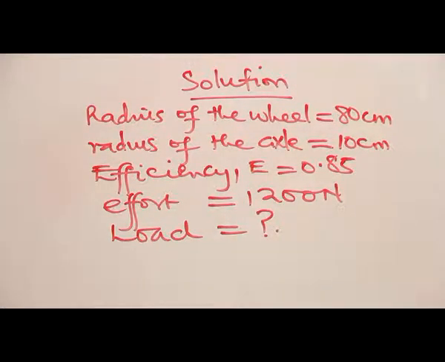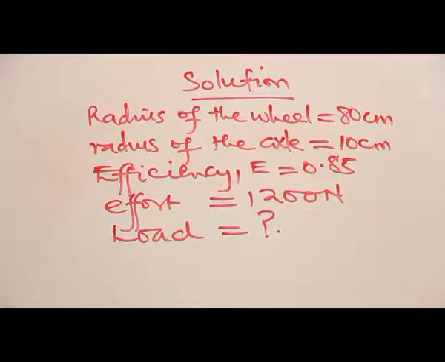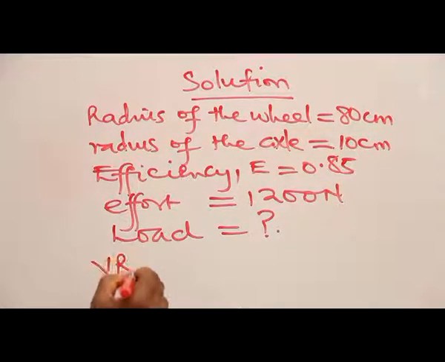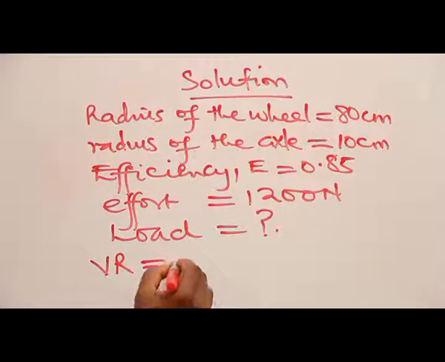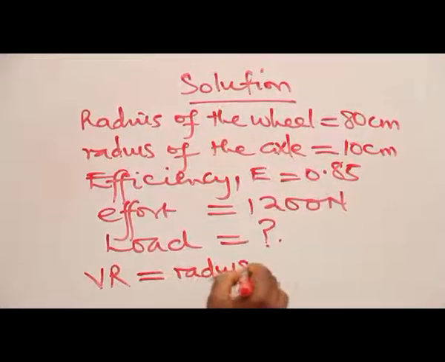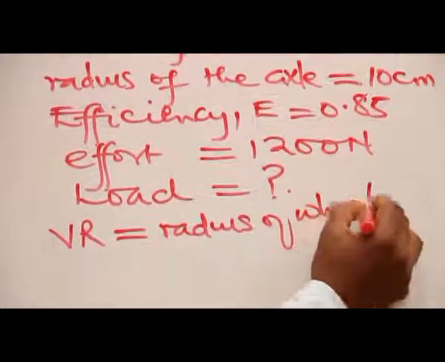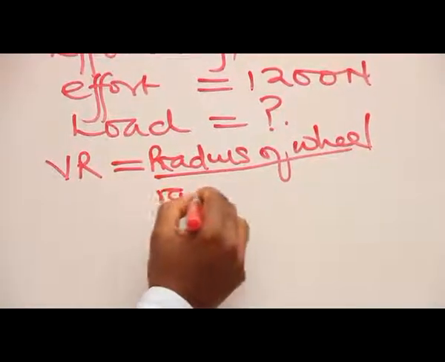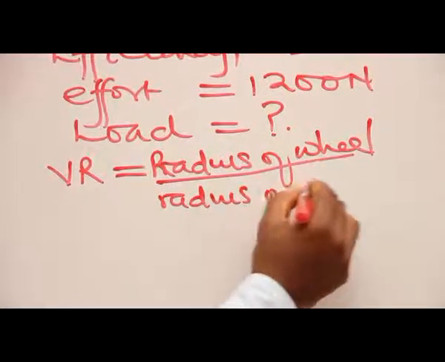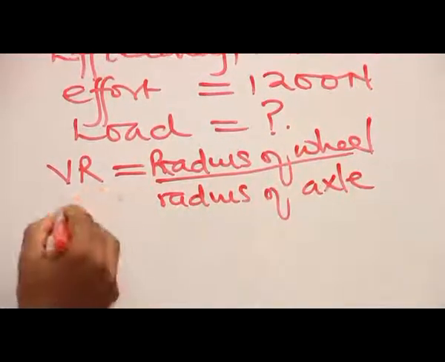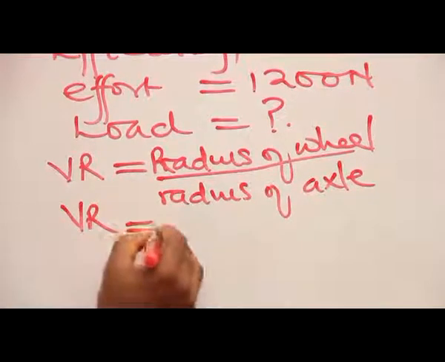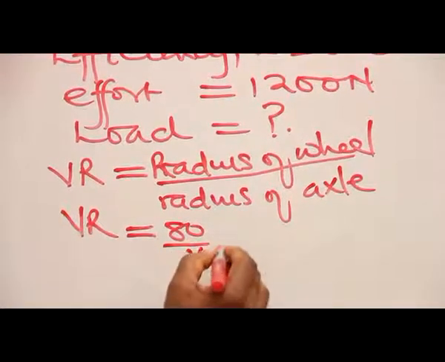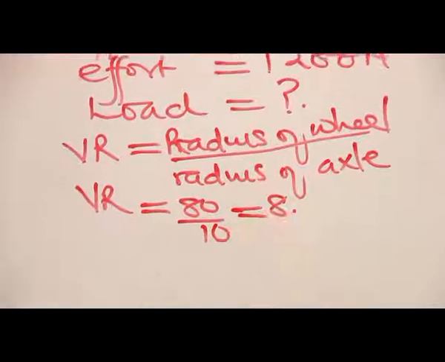With these informations, we can get, first of all, the velocity ratio of the machine. Velocity ratio is equal to the radius of the wheel divided by the radius of the axle. The velocity ratio will now give us 80 over 10, that is 8.